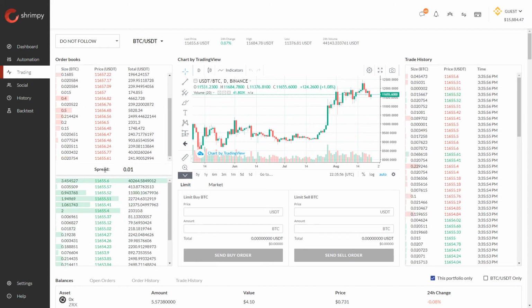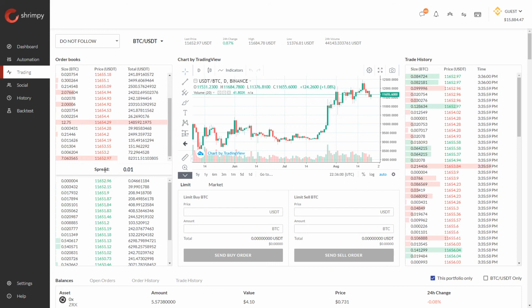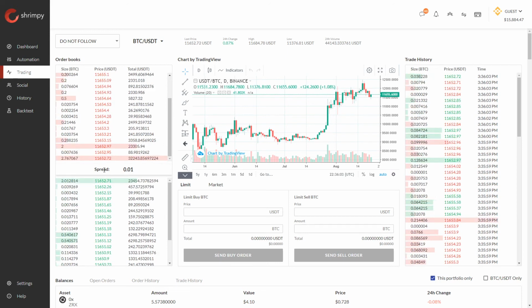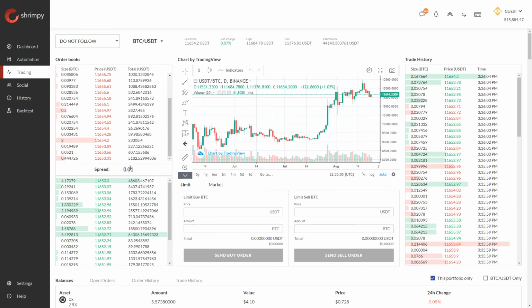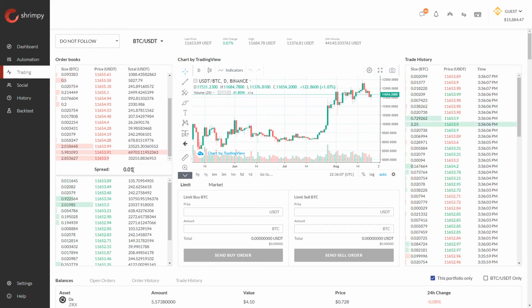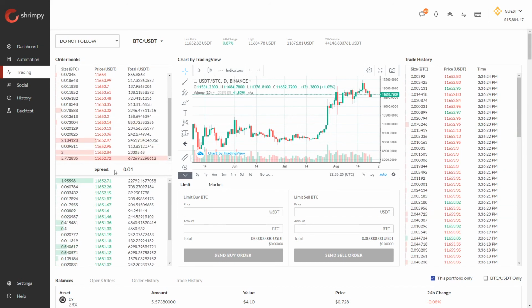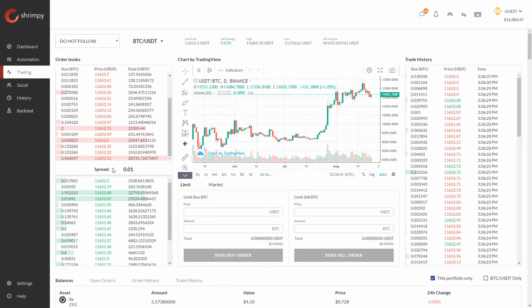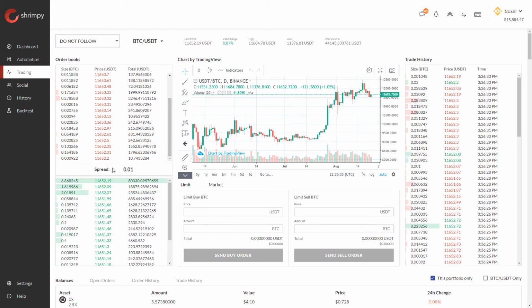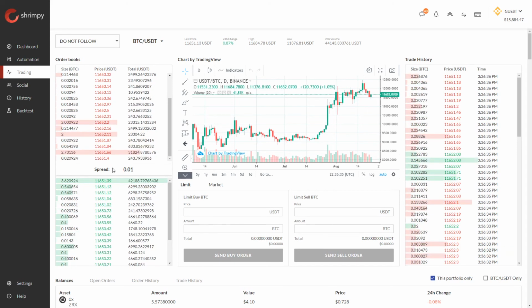The spread tells us how far apart the best bid and the best asking prices are on this order book. As you can see on Binance, the spread is very tight typically. So we have exactly 0.01 USDT, which is equivalent to 1 cent. In general, when you're trading, the ideal situation is to have an order book that has very tight spread. The tighter the spread, that means you lose less value when you're executing the trade.